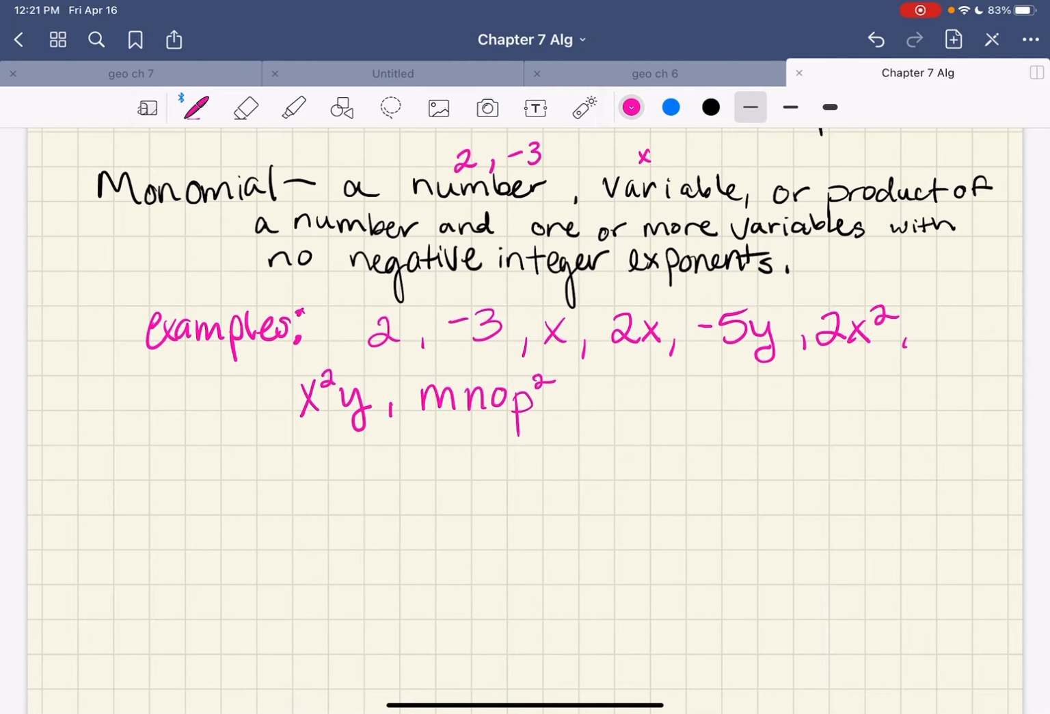What they're talking about with negative integer exponents is, if you have a variable that is to the negative power, it is basically in the denominator. So we really only have multiplication, not really division.